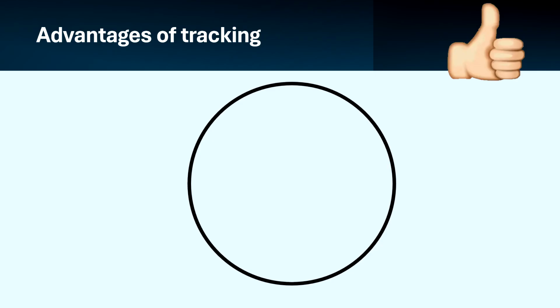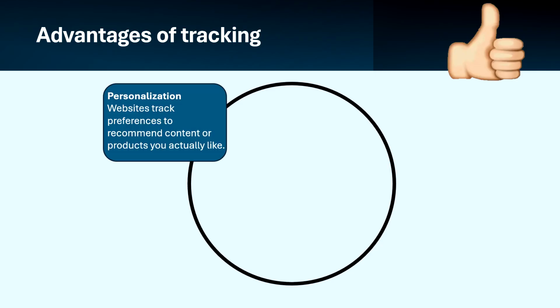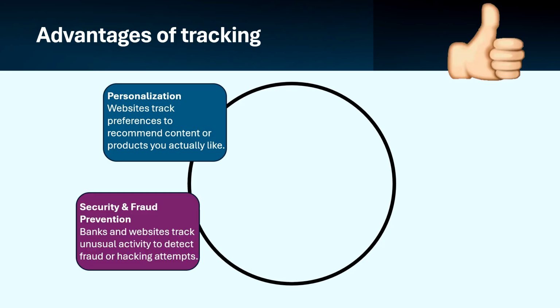There are some advantages of tracking, usually done through cookies, and that is it personalizes your search. Websites will track your preferences so they can recommend content or products that you actually like. Security and fraud prevention. Banks and websites will also track unusual activity, and the bank can therefore alert you that there has been unusual activity on your account, and that could actually save you from identity theft.